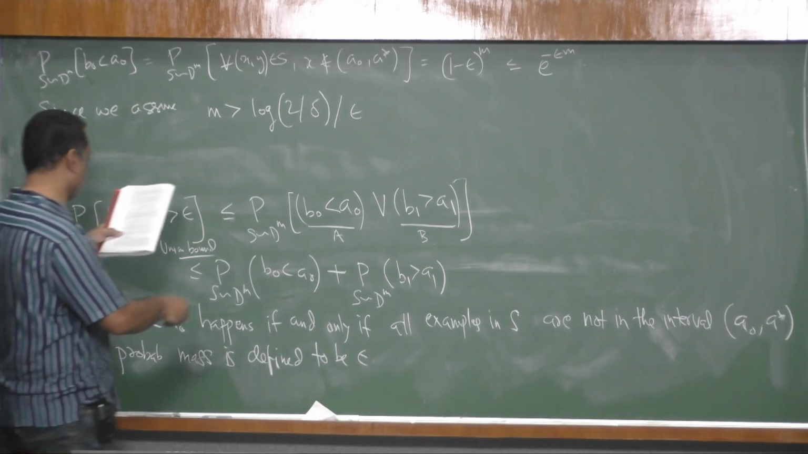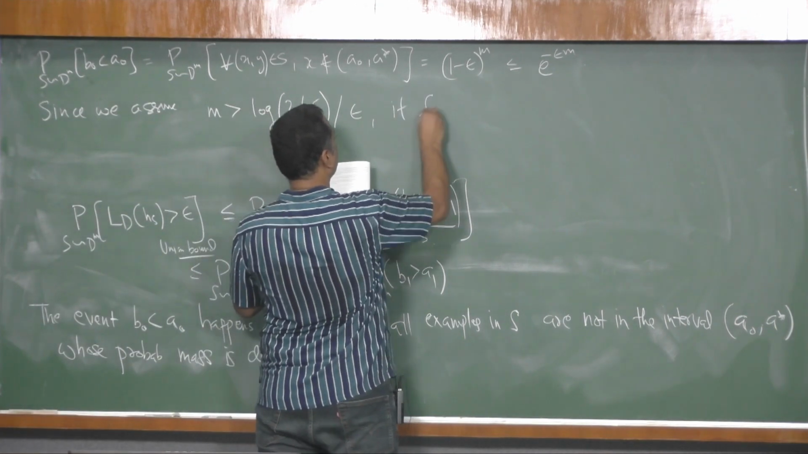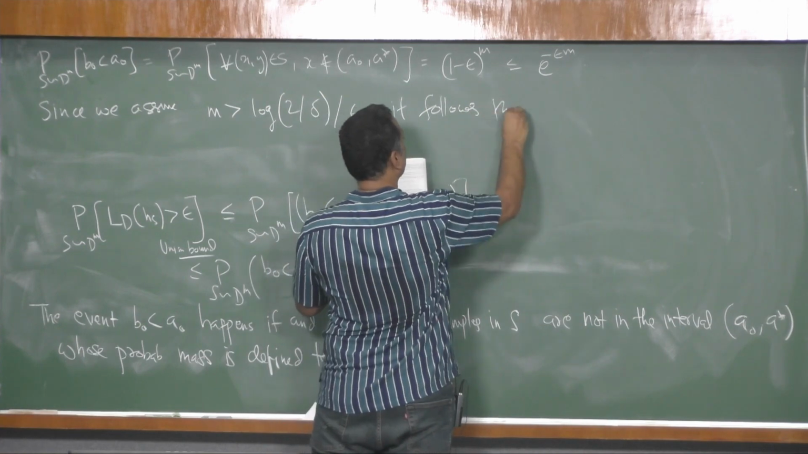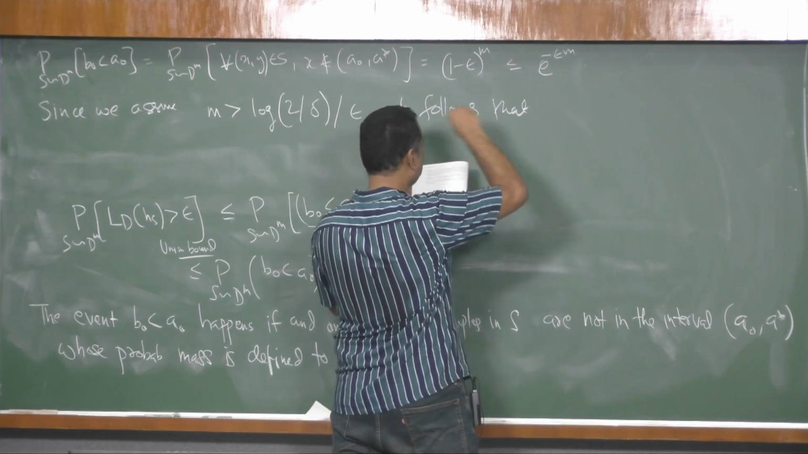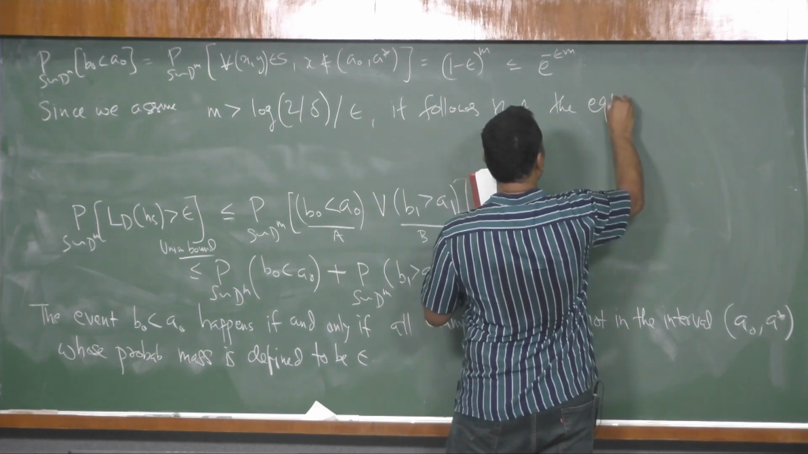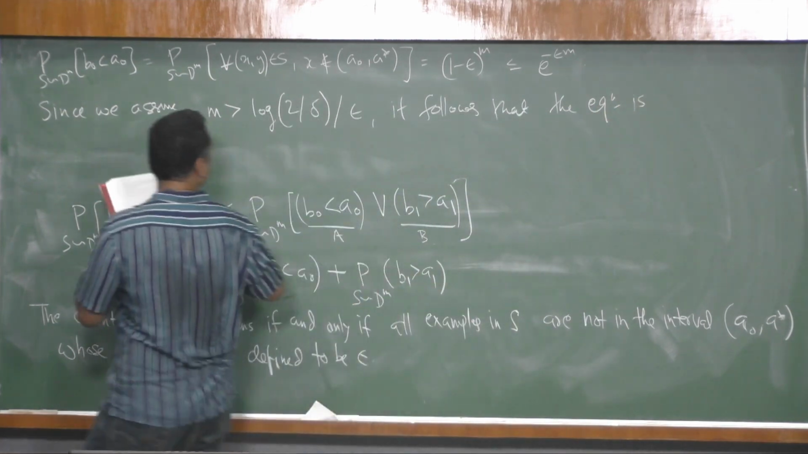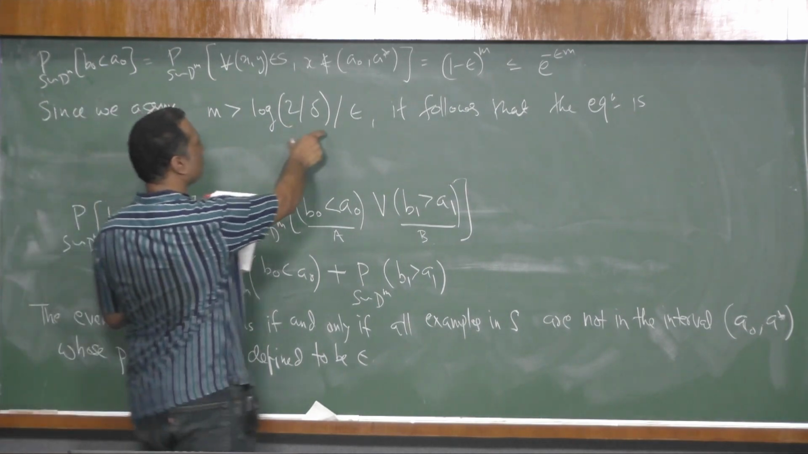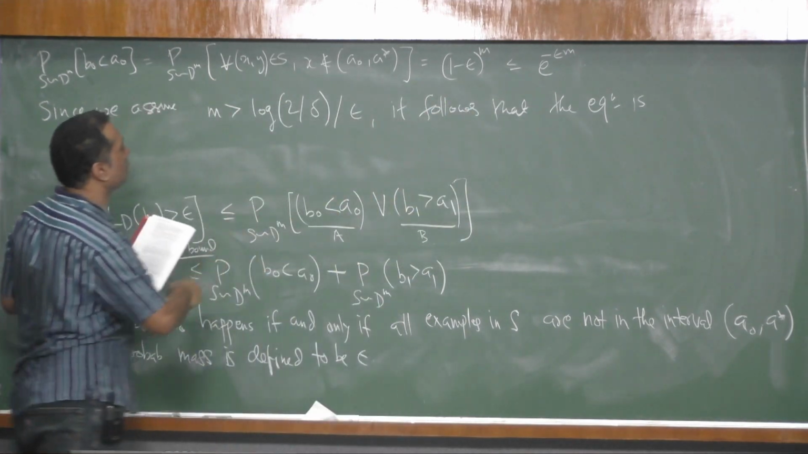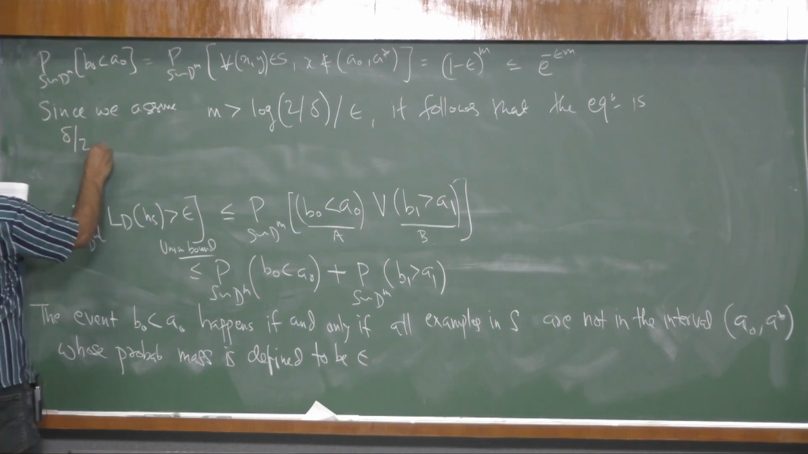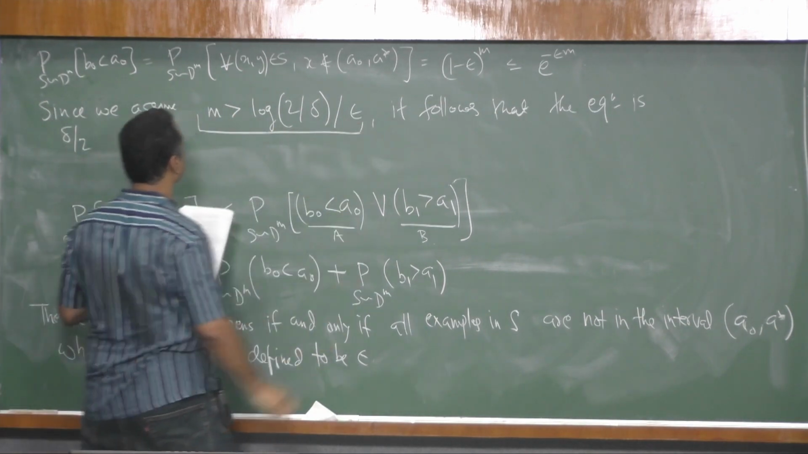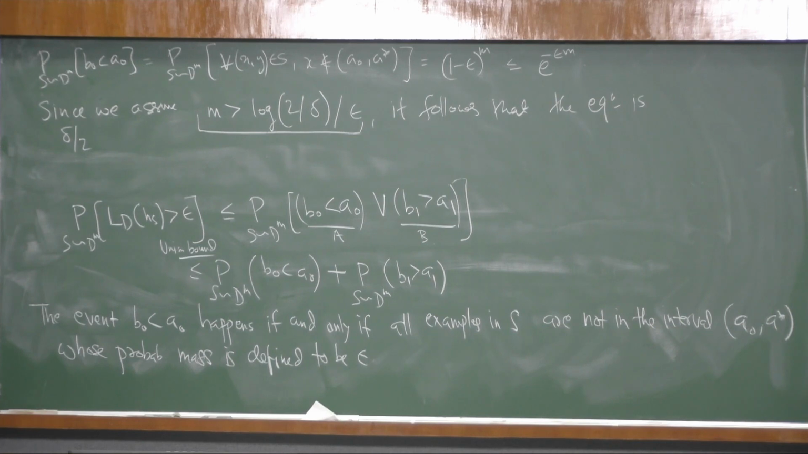So since we assume this, it further says that it follows that the equation is at most delta by 2. Okay, that is fine. If m satisfies this, then we can solve for that to get delta by 2. But what I'm wondering is, where was this assumed? It seems that we went to the contrapositive, and the book doesn't say anywhere where it just flipped, right?